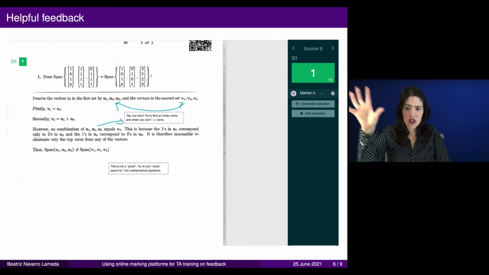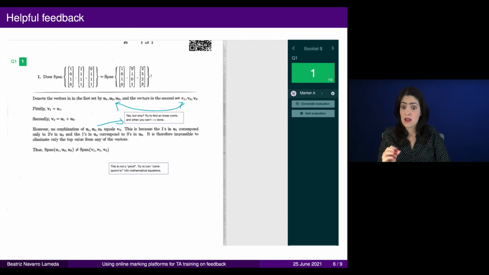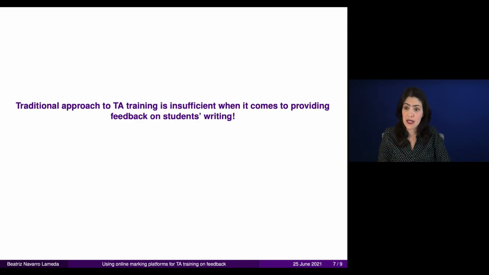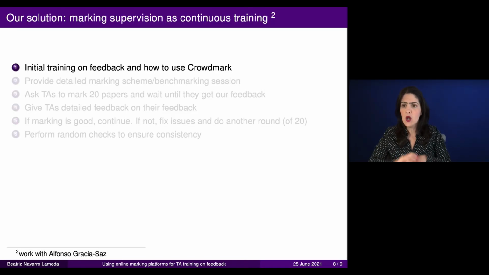Remember, these two different sets of comments came after some initial training, so that tells us that the traditional approach to TA training is insufficient when it comes to providing feedback on students' writing, because it works for some people, it doesn't work for others, so it's very inconsistent. So we had to come up with a solution, a way of improving the quality of the feedback we give, and then we came up with this idea of marking supervision as continuous training.